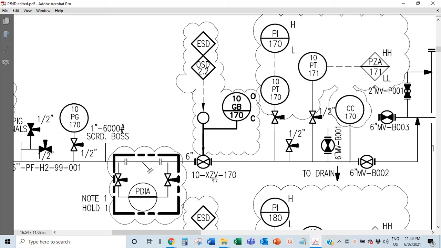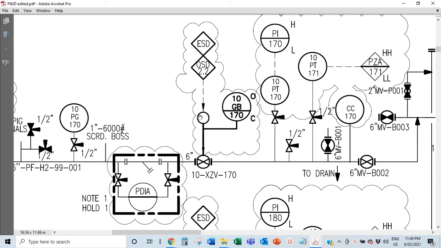So this is 10XZV170 and it's a shutdown valve. So when you see ESD, that means emergency shutdown. That means things are getting seriously out of hand, and then you get an emergency shutdown. When you see OSD, that's like an operational shutdown, meaning for just this unit, things are getting out of hand and you just want to shut down this unit. So this valve does both.